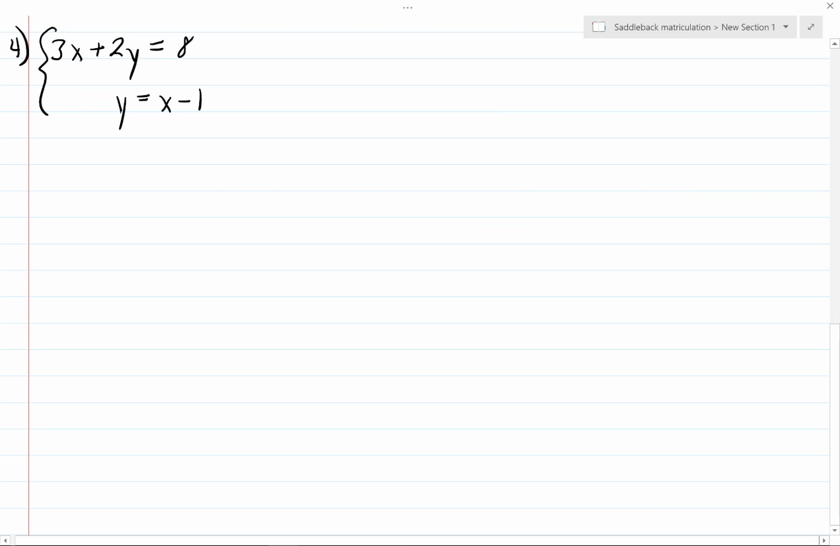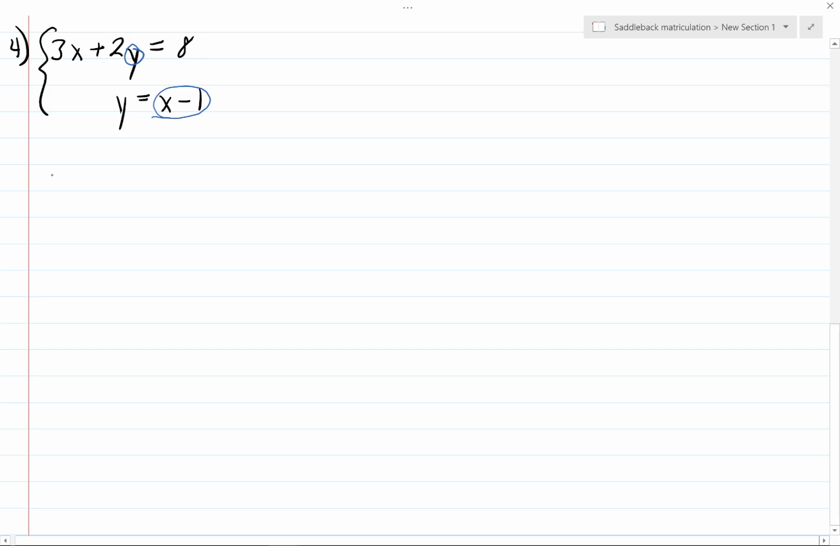So here we're trying to find a value of x and y that makes both of these equations true. So we have 2 equations and 2 unknowns. We can use either substitution or elimination. Here substitution works really well. Since the y equals this, I'm just going to replace the y there with what it equals.